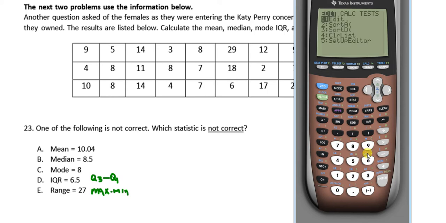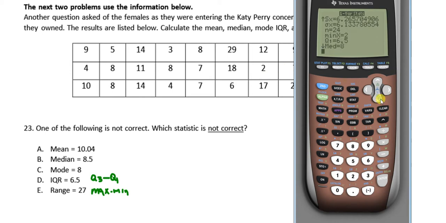Stat, and what does it say? Which one is not correct? Stat, calculate. So I hit the stat button, I arrow over to calculate, and it's one variable stat. So I just have one variable that I'm dealing with. And list one, calculate. Mean is this first one, x bar 10.04, so that's correct.